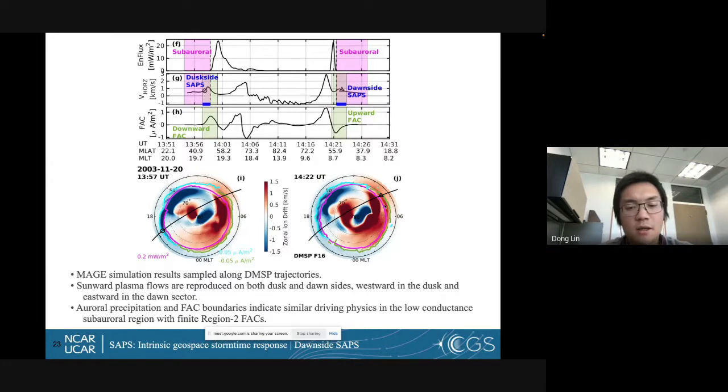So similarly, this field-aligned current again is upward, so you expect an equatorward E field, which then drives the eastward SAPS. So this is like the typical scenario, and it's very well reproduced by our model.